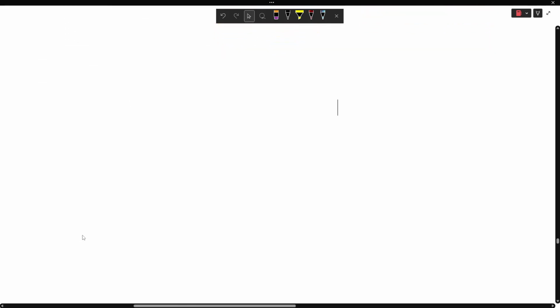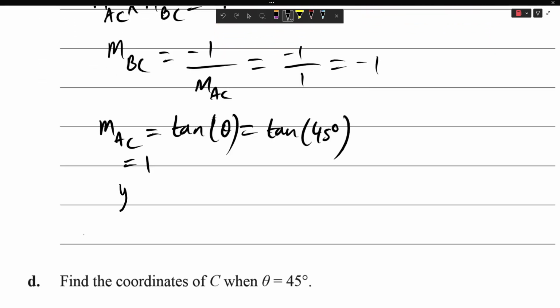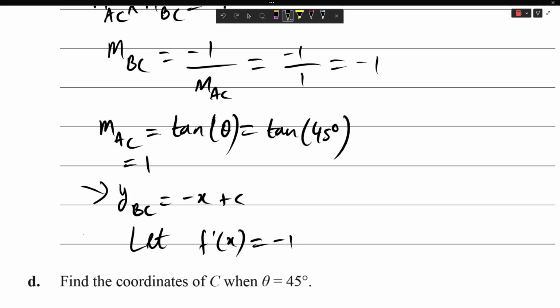So let's construct what we have with our line so far. We know the line BC is equal to -x plus c. We know its gradient is -1, but we don't quite know the y-intercept just yet. So how do I find this y-intercept, which is the last piece of the puzzle? I'm going to let f dash of x equal -1. We know BC, this line, is tangent to f.